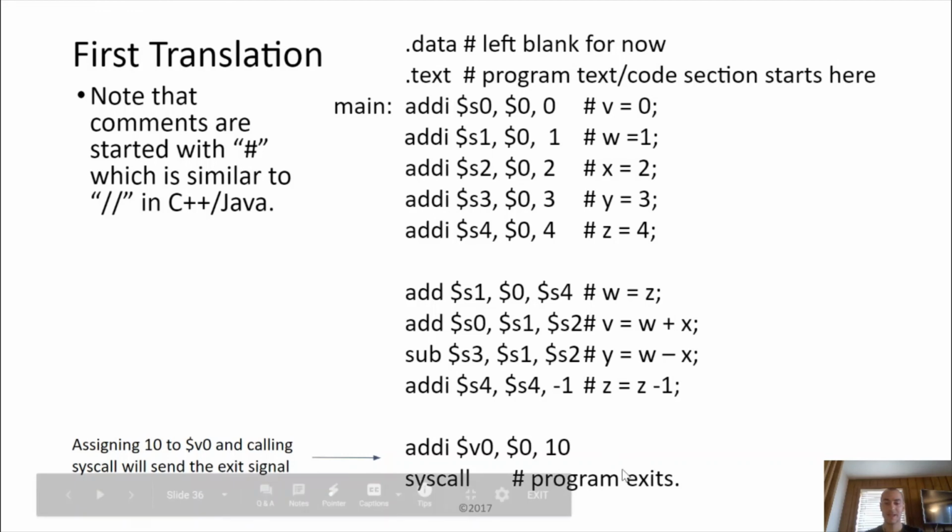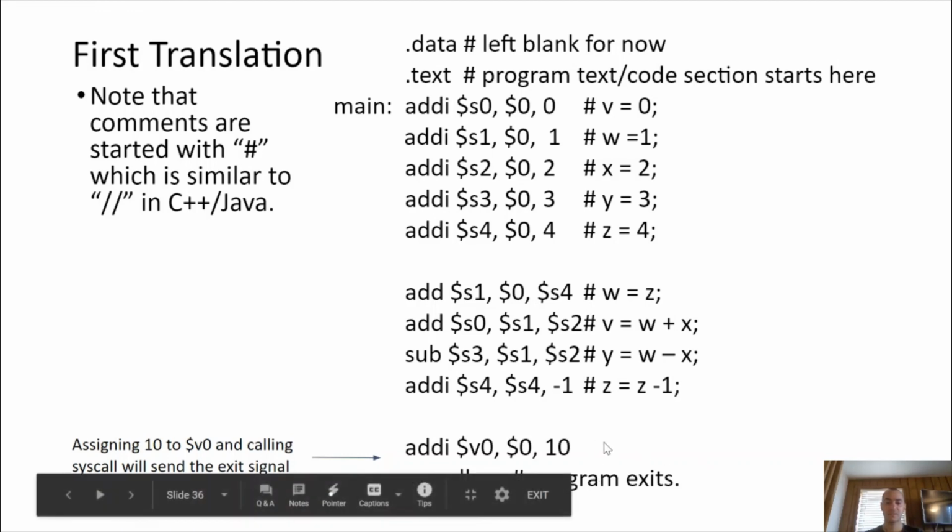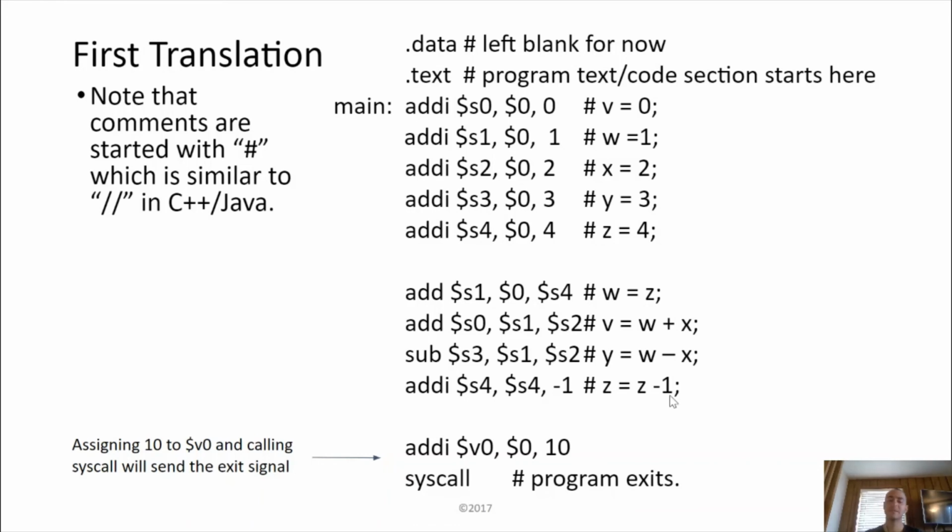And this last thing here, we're going to talk about it and see it later also, but basically this is ending the program. It is a special signal, the number 10, that we put in $v0, and then when you do a system call, it looks at the content of $v0 and sees what signal you put there, and based on that it does some action. So in this case, 10 means to exit the program.